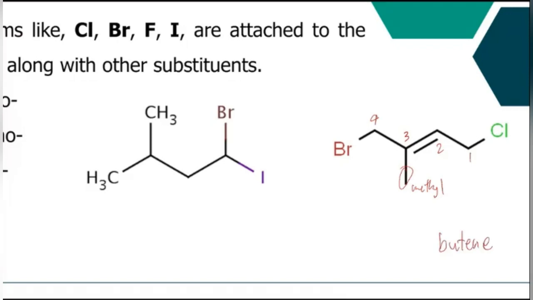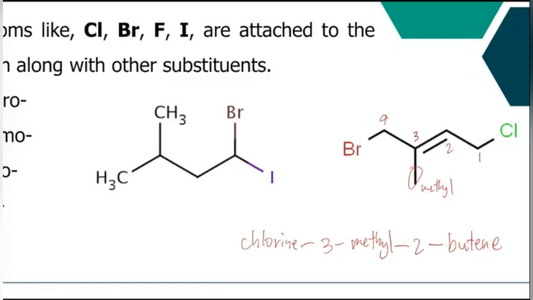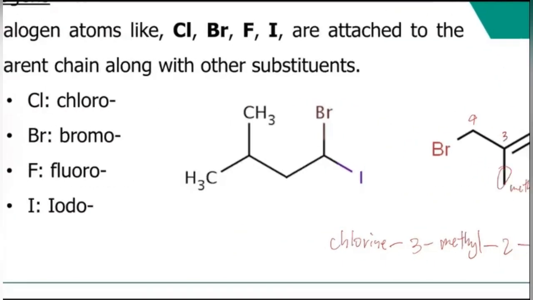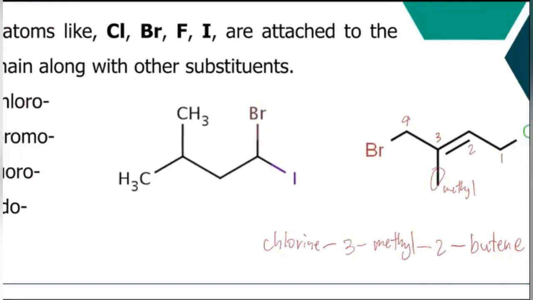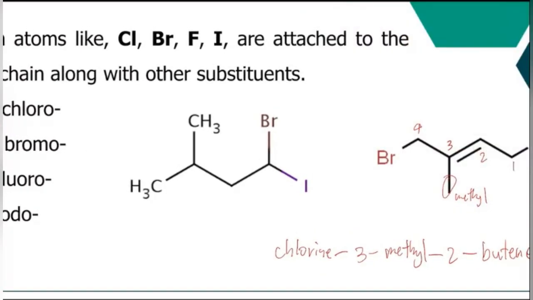Location of the double bond is in carbon 2. Then next, the last substituent will be methyl. So methyl. Location of methyl is in carbon 3. Then the next substituent is chlorine. Oh, no, no. We will not use the word chlorine, but chloro. We will use the word chloro in our naming.